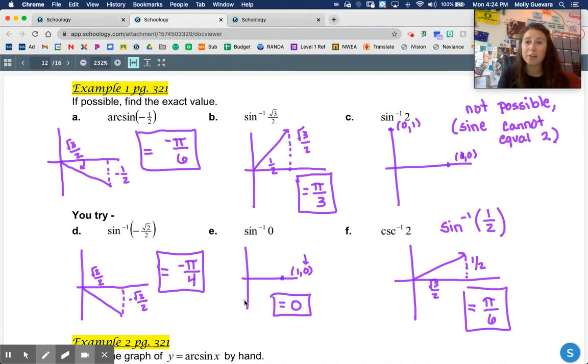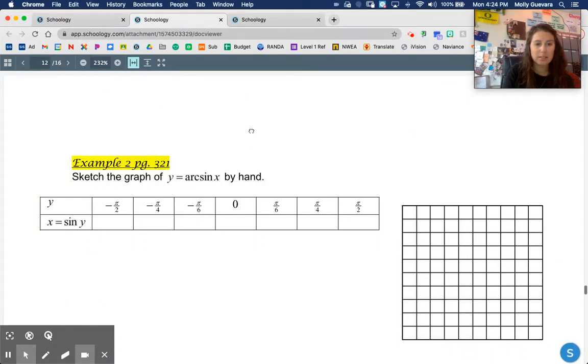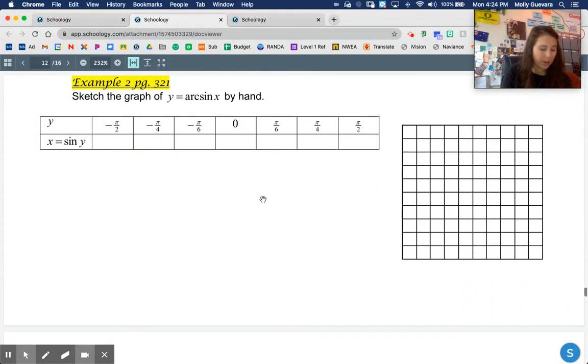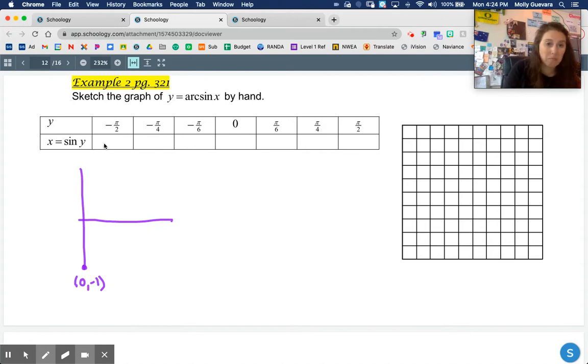Let's look at how we graph the inverse. Okay, so let's clear this. Now we're looking at how to graph the inverse of sine by hand. Okay, so I am going to kind of draw this. At negative pi over 2 right here, the point is 0, negative 1. So what is my sine value? Negative 1.